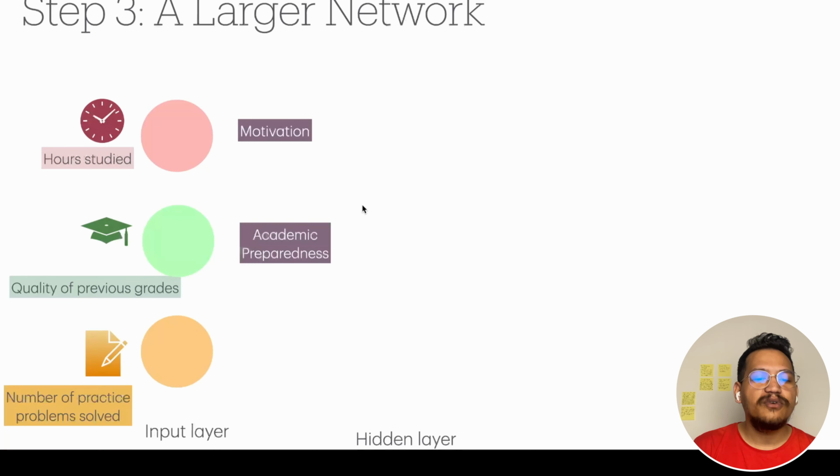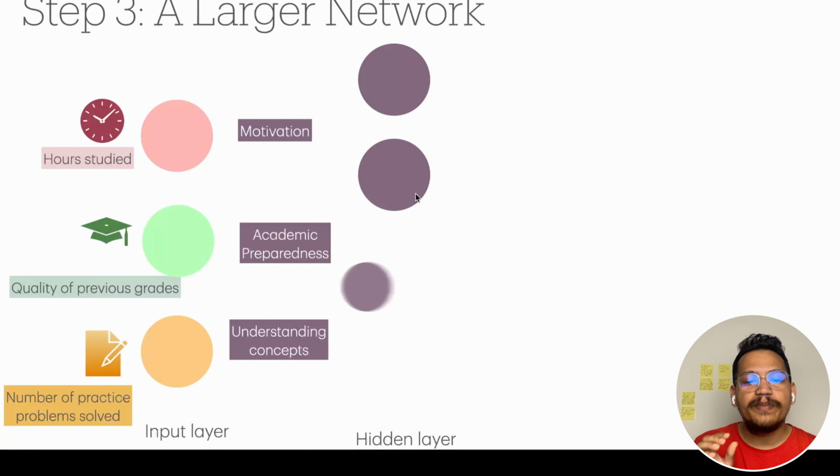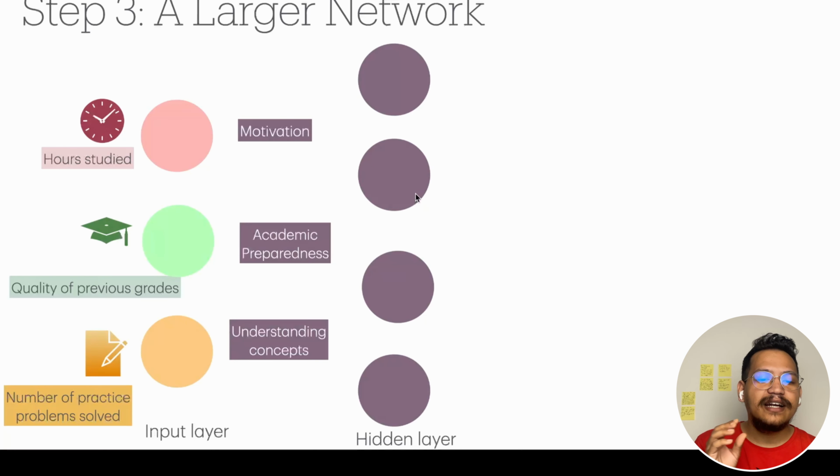In a neural network, we model these relationships with multiple neurons. Imagine a layer of neurons where one neuron learns how hours studied contributes to the score, another learns how practice problems contribute, a third focuses on previous grades. These neurons pass their output to the next layer, combining these insights to predict the final exam score.